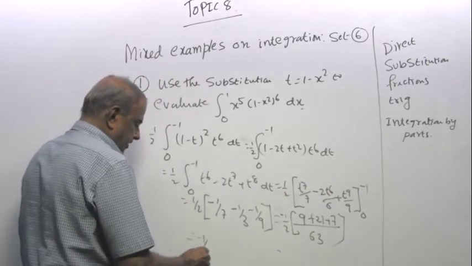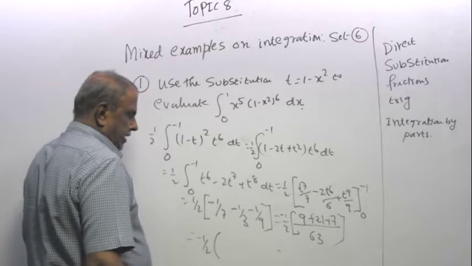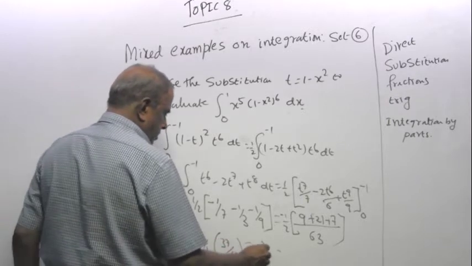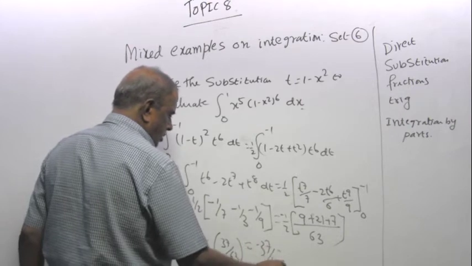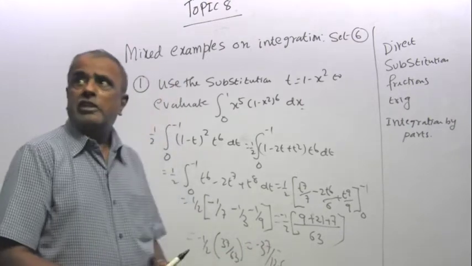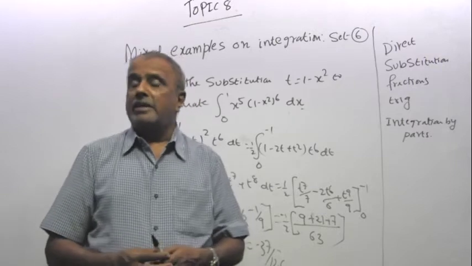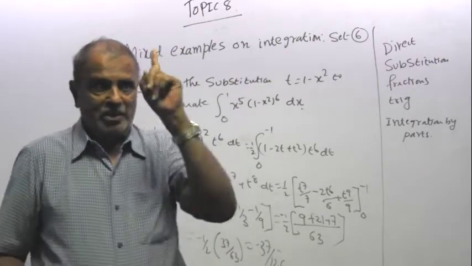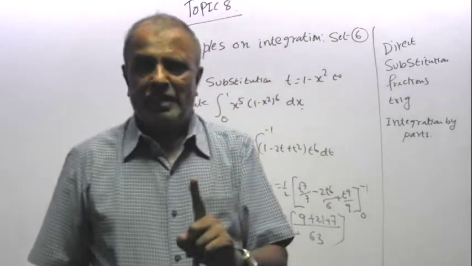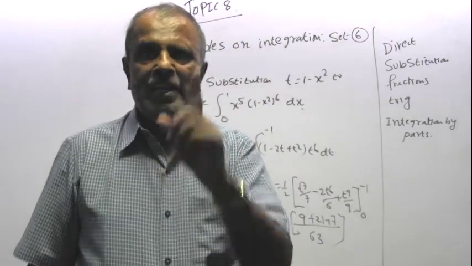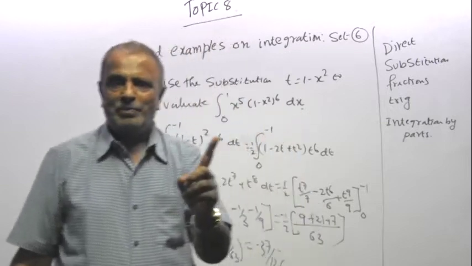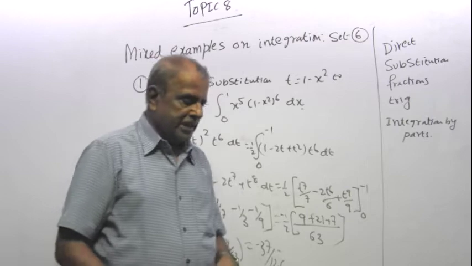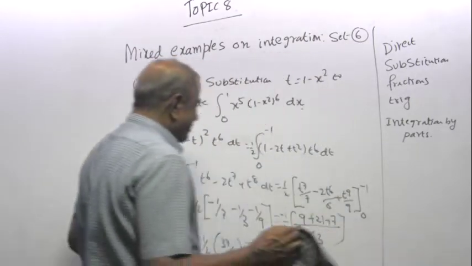So it is minus half times 37 over 63, or minus 37 over 126. Just because you got a minus sign does not mean you get rid of the minus sign. The only time you will get rid of the minus sign is when you're finding an area. If you're not finding an area, do not get rid of the minus sign. I don't want to do it the other way.